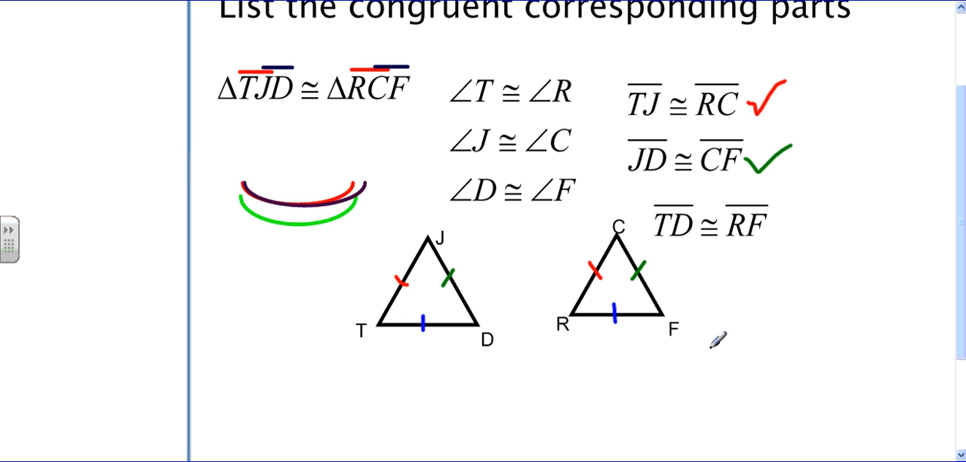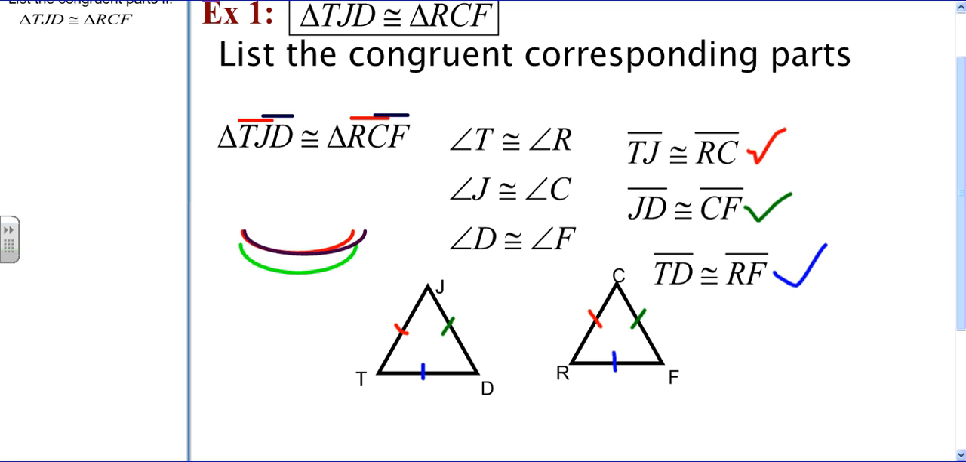All right, so we got all 3 sides and all 3 angles. Those are the congruent and corresponding parts.